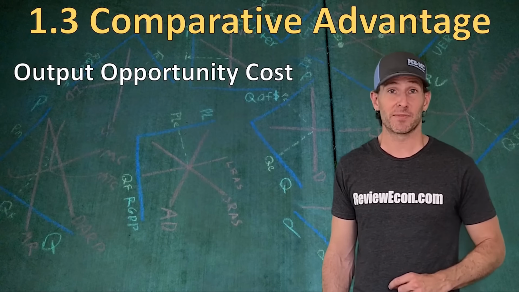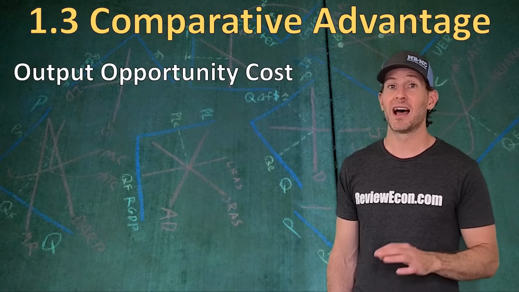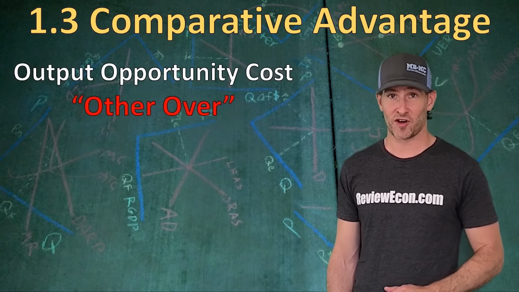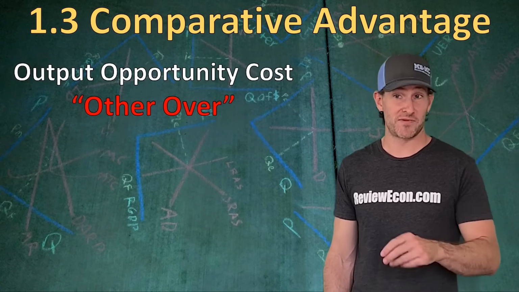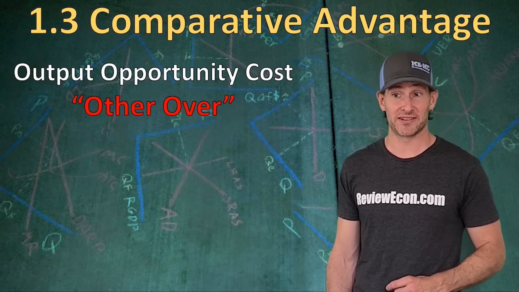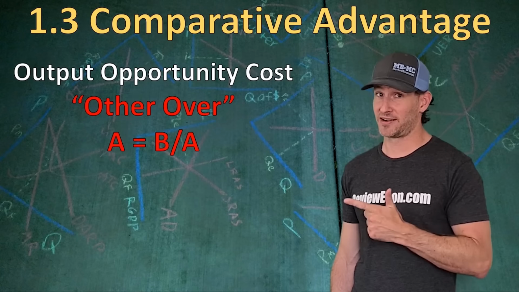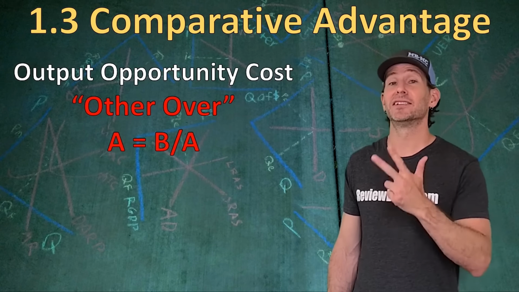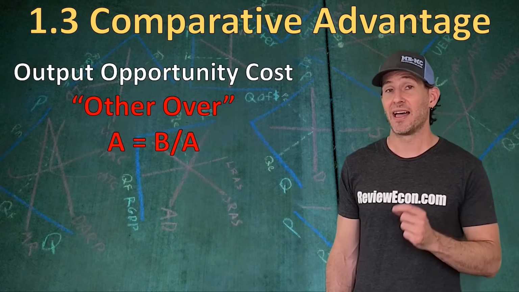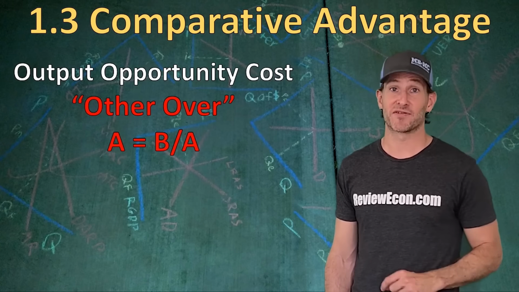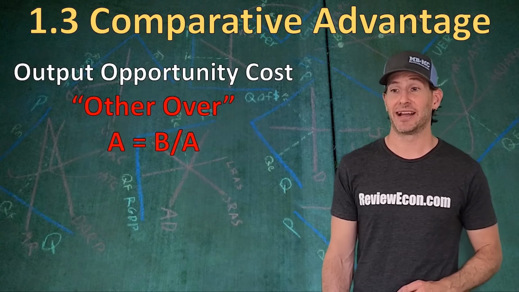In order to calculate the opportunity cost of an output question, I use the "other over" formula. "Other over" is the mnemonic that I use to help me remember this. That means the opportunity cost of producing A is the other one, B, the numbers for B, divided by the numbers for A. And that will give you the opportunity cost for producing 1 unit of A.